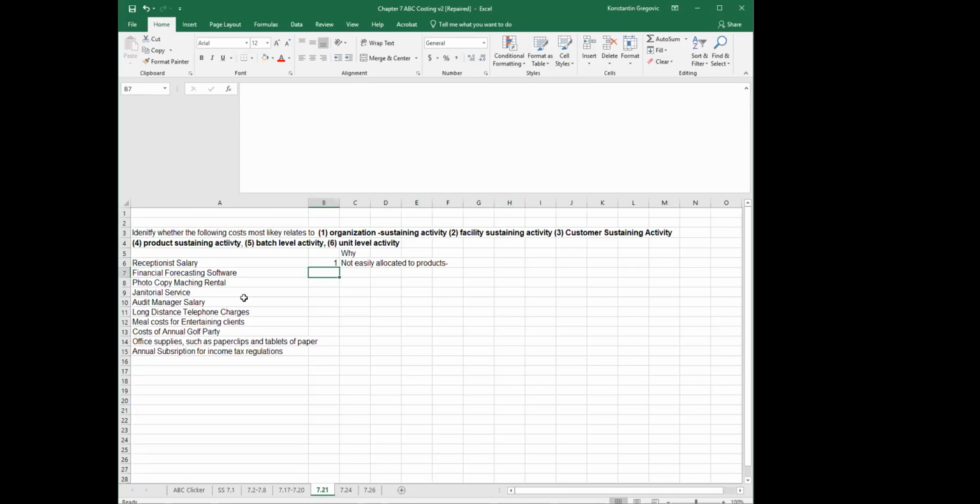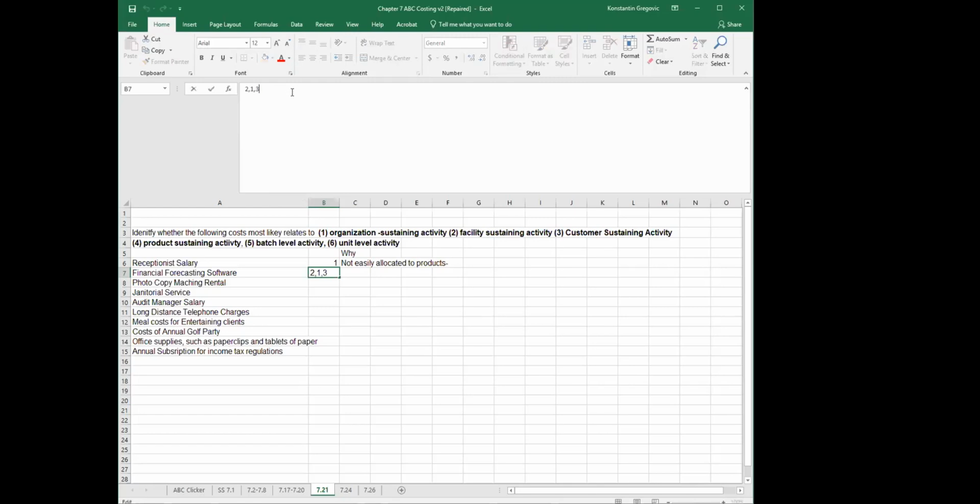So financial forecasting software. You could be estimating sales with that. Misker says two, facility sustaining. Okay. Anybody else? Terrence, one and three. So organizational, because your financial software could be used across the organization. And then you put customer. So maybe if you're estimating customer sales, that could easily be a three.